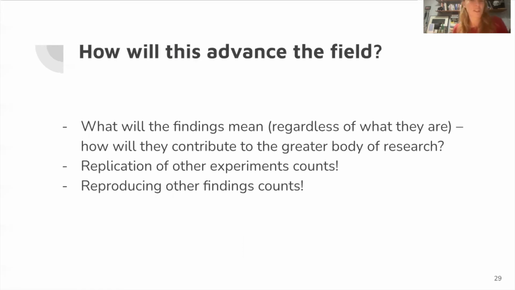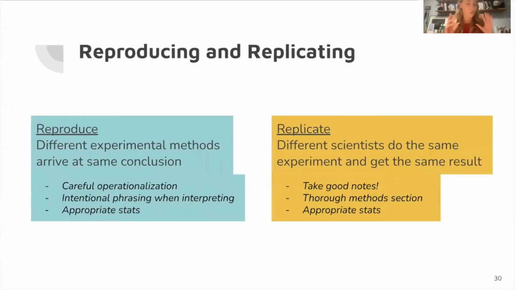Again, what's the purpose of the experiment, regardless of what the findings are? What will that bring to the field? A replication of another experiment absolutely counts. That contributes to the field because it's replication, verifying or not verifying the results of another experiment. Same with reproducing other findings, also counts. Reproduction is when you have different experimental methods arriving at the same conclusion. So you may have operationalized your variables differently, you may have performed it on a different population, but you ended up with the same conclusion, that there was or there wasn't some sort of association or causation.